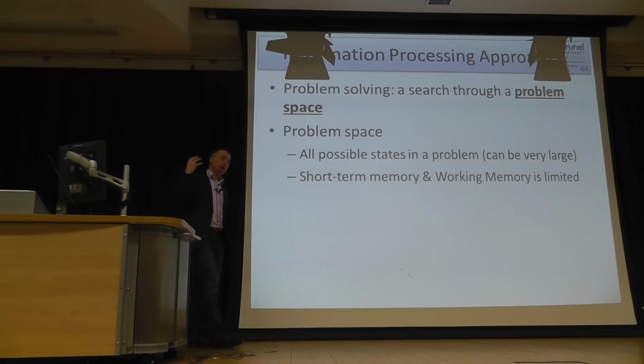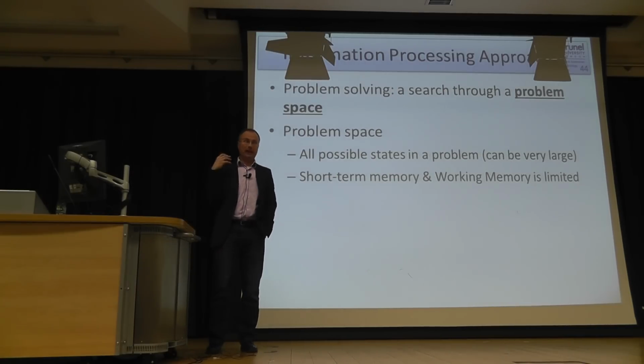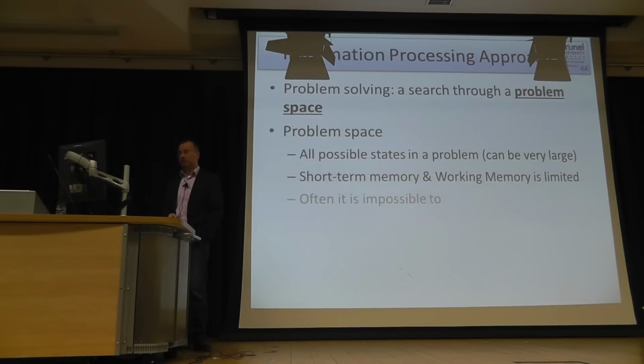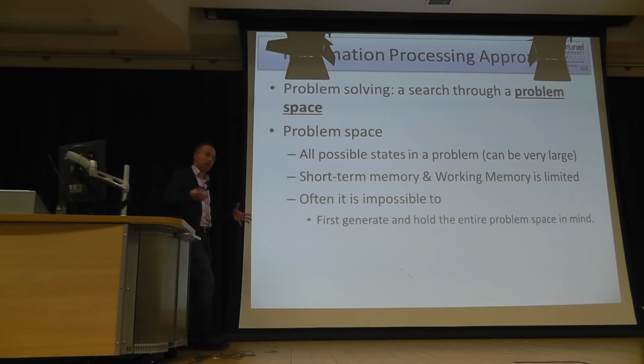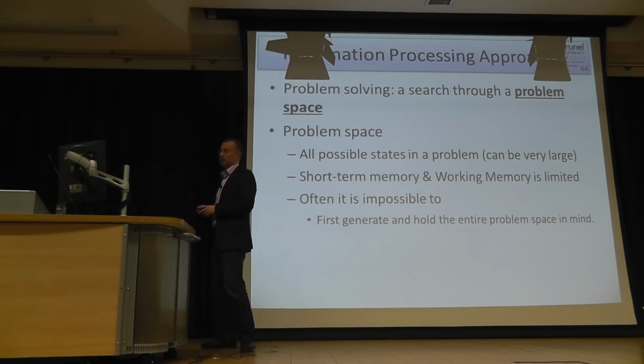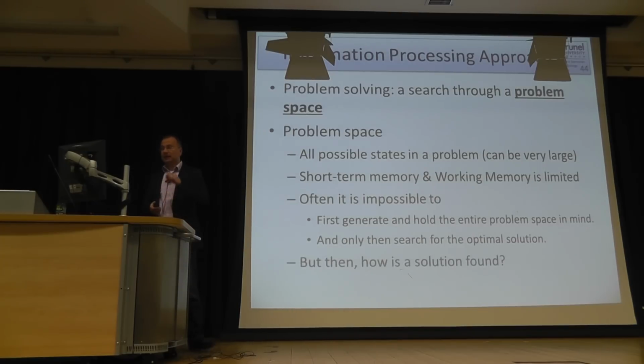However, if you think about our human short-term memory, 7 items plus or minus 2, then you can see how limited we are. So often it is absolutely impossible for us to first generate the whole problem space in mind and then search for the optimal solution and path through it. So how else can we find a solution? One explanation is that people use heuristics instead of this very formal search through problem space.